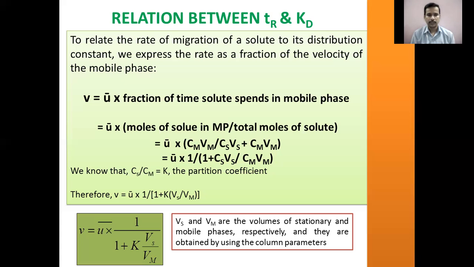So in the chromatogram, you will have a smallest peak, and from that peak Tm can be obtained, and that Tm is known as the dead time or void time. So U bar can be written as L by Tm.